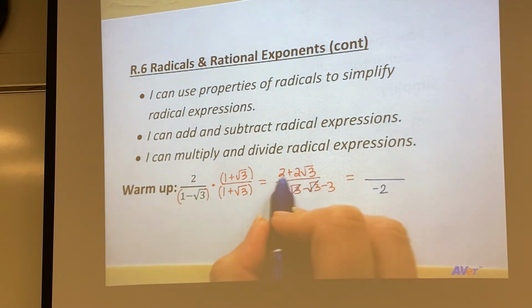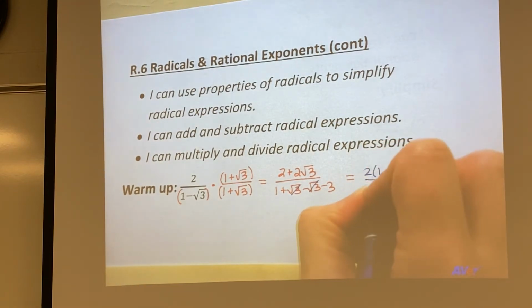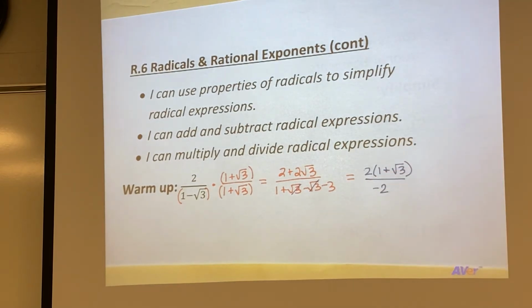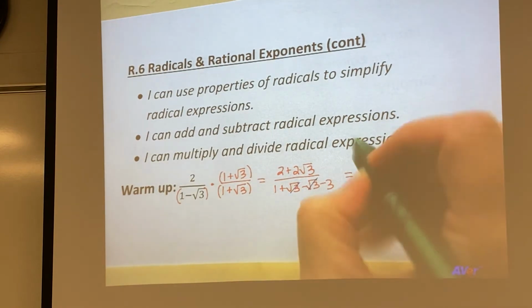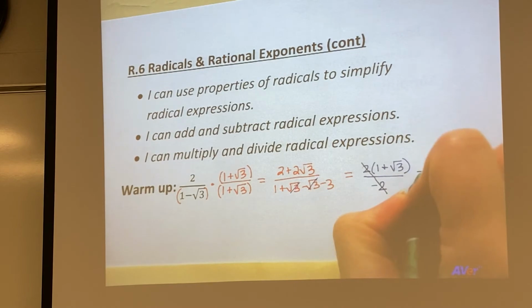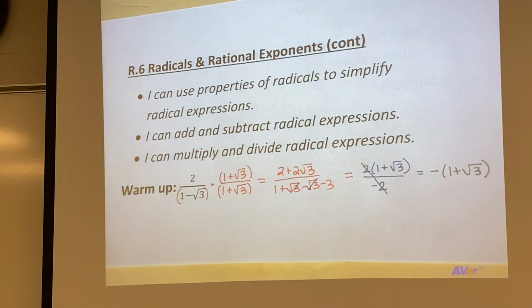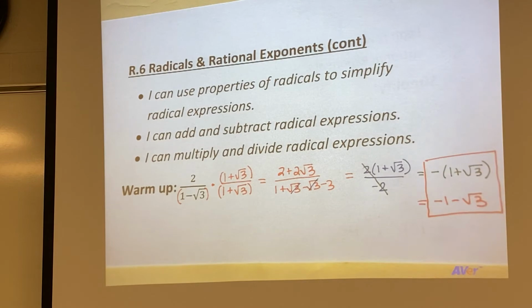On top, I see that there's 2 in both of these, so I'm actually going to backtrack and refactor out a 2, 1 plus the square root of 3, so that I can simplify, because 2 divided by negative 2 would give us a simpler answer of negative 1 plus square root of 3. Or some people might choose to distribute that negative all the way through, negative 1 minus the square root of 3. Either one of those answers would be acceptable as a final answer.